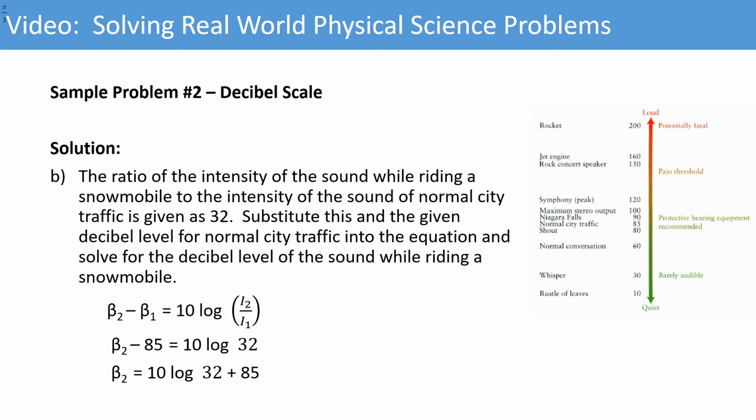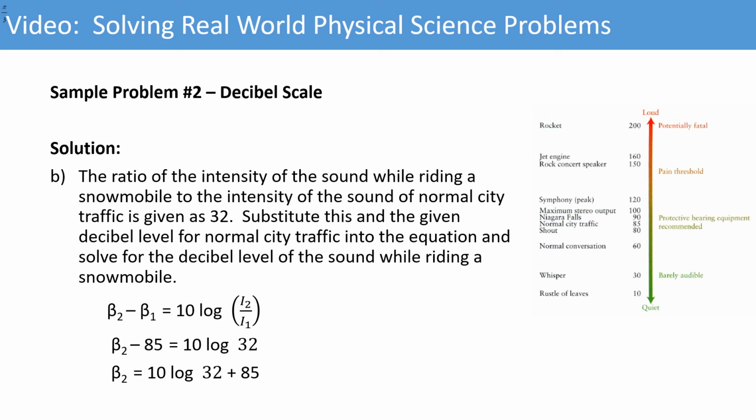B. The ratio of the intensity of the sound while riding a snowmobile to the intensity of the sound of normal city traffic is 32. Substitute this and the given decibel level for normal city traffic into the equation and solve for the decibel level of the sound while riding a snowmobile.